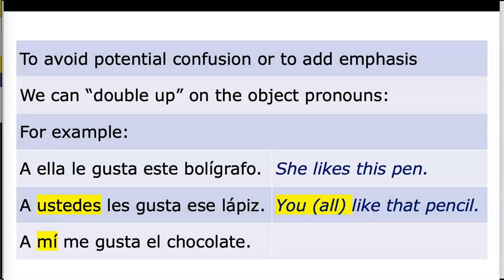A mí me gusta el chocolate. Now notice, here we don't have confusion because me can only mean to me or I like. So when we double up here, we're emphasizing how much we like something. So we would translate it into English as I really like chocolate.